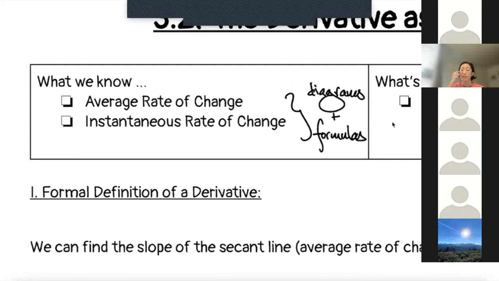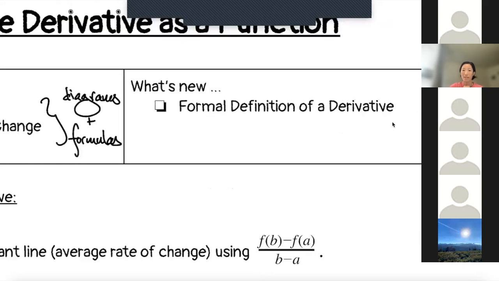All right. So that's, like I said, one of the most important concepts here. And it's something I really want us to be able to explain and find. So average rate of change and instantaneous rate of change, definitely super important. Okay. And so what's new in this section?